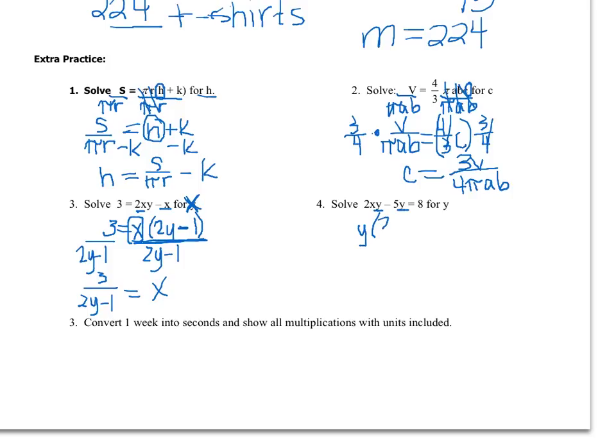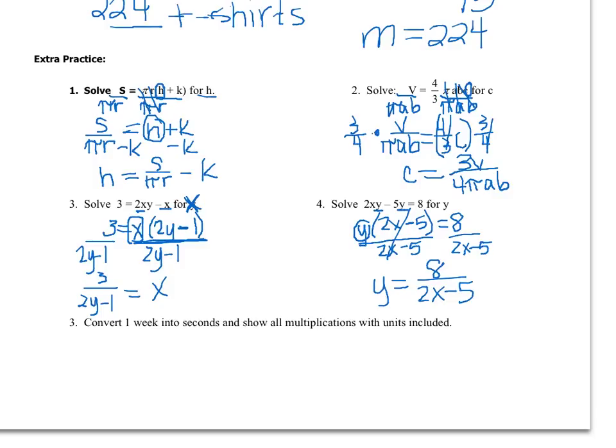So in this first term, we've got a 2x minus, in the second term, we've got a 5, and that still equals 8. If I want this y all alone, these two things are multiplied, so I'm going to undo them by dividing by 2x minus 5. I'll divide both sides by 2x minus 5, and those will cancel. So y equals 8 divided by 2x minus 5.